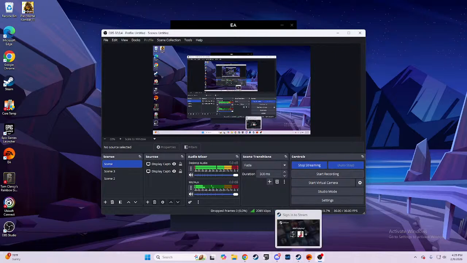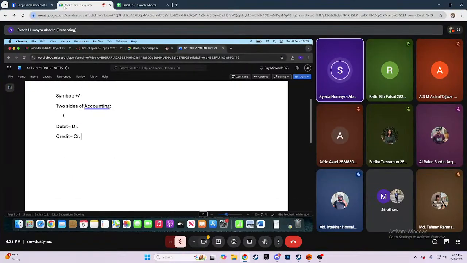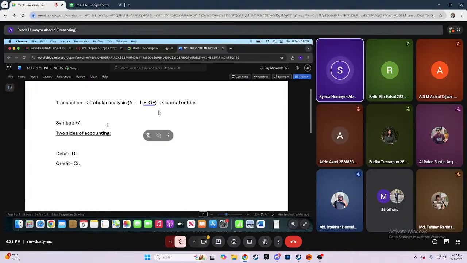And then there's something called credit, which we can shorten to CR. Okay, so today we will learn, instead of writing plus when something increases and minus when something decreases, how an increase or decrease will have an effect on A, L or OE, but on the basis of DRs and CRs.